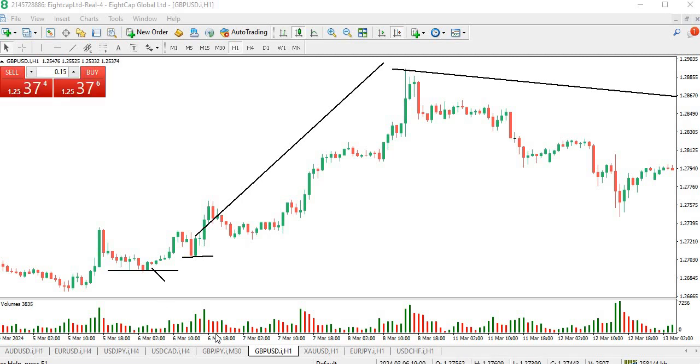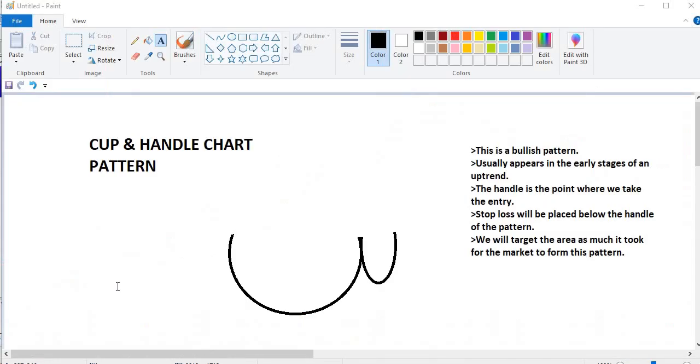But first of all, let me take you to a simple illustration to show you how to trade it, how to execute it, and what the rules are to trade this pattern. So this is a cup and handle pattern. This pattern is a bullish pattern which usually appears in the early stages of an uptrend, when the market has reversed from a downtrend, and it will continue the uptrend when this pattern appears on the chart.